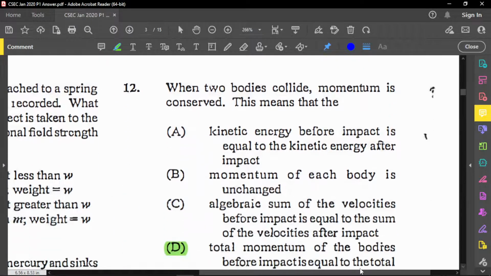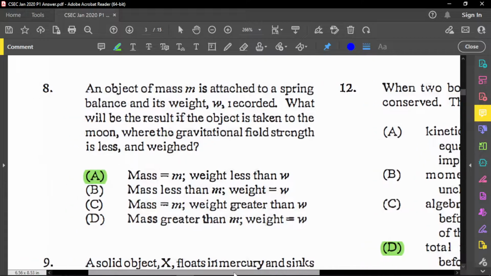All right, so next question here, and we're at question number 8. The question states that an object of mass m is attached to a string balance and its weight w recorded. What will be the result if the object is taken to the moon, where the gravitational field strength is less, and weighed? All right, and so the answer here is that mass will be equal to m because mass doesn't change. Just to make a note of that. So wherever you take it, the mass will still be the same as before. So that's why we say mass equal to m.